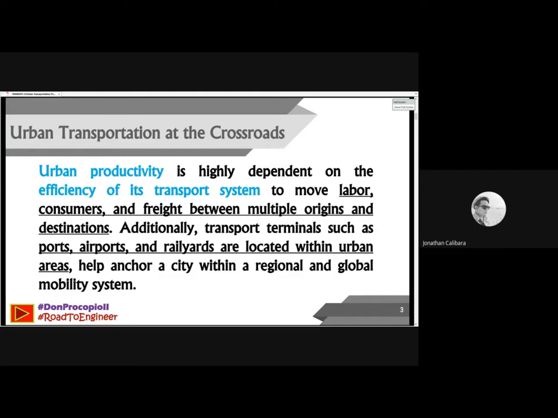So by that, we are talking about productivity. Productivity meaning how the city will grow, how the city will have this income. The words "highly dependent" are very big words. It can give the city more income. It is the basic need in the city.